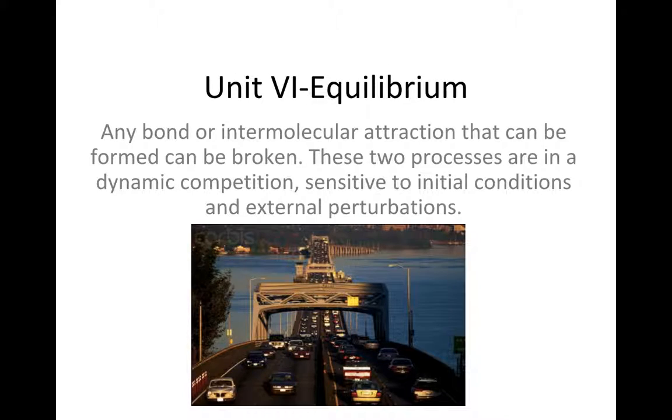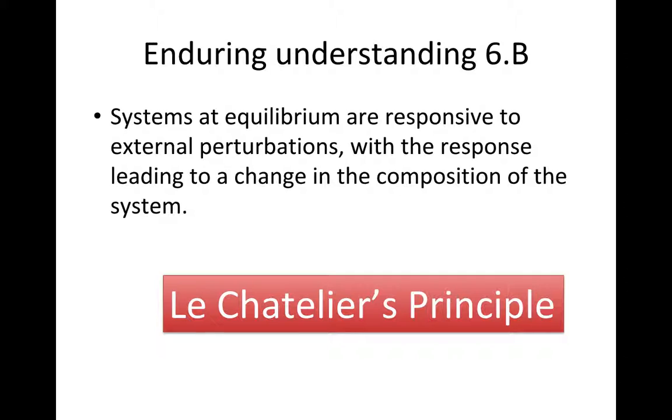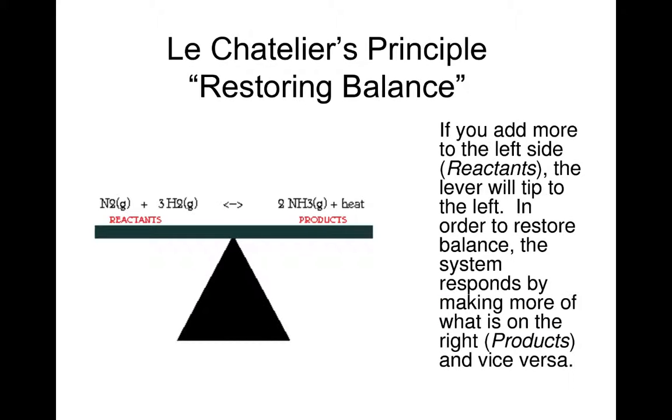This is the 6B1 section. Our unit is equilibrium. The enduring understanding for 6B is systems at equilibrium are responsive to external perturbations, with the response leading to a change in the composition of the system. We are able to predict the direction of that change by using Le Chatelier's principle. Le Chatelier's principle is about restoring balance.